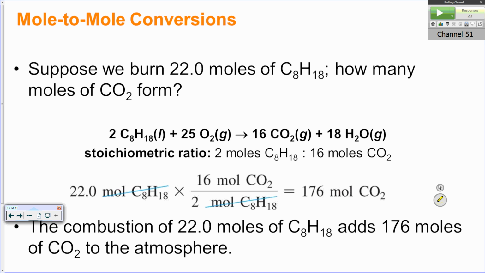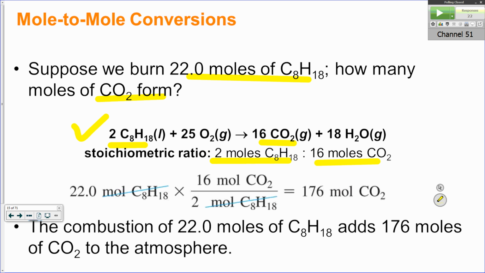If I want to put that to a calculation, let's say I consume 22 moles of octane. How many moles of CO2 do I form? To answer that, I need to know my balanced reaction, and I've got that. We went over it about 8 times so far. I look at my relationship between those two substances. Here's the octane, here's the CO2, and it's a 2 to 16 stoichiometry.